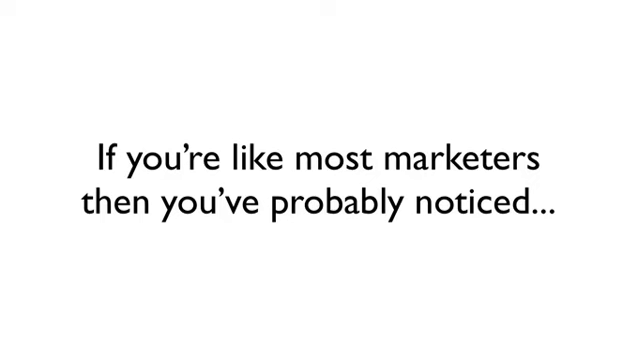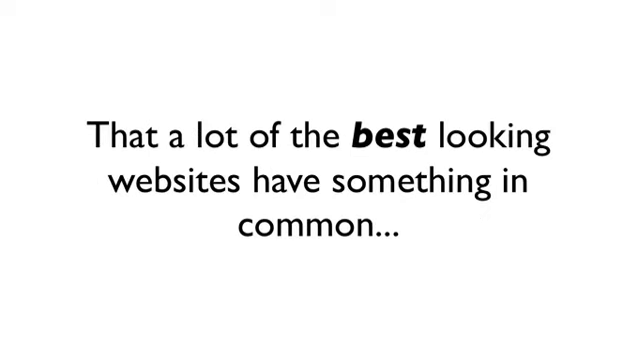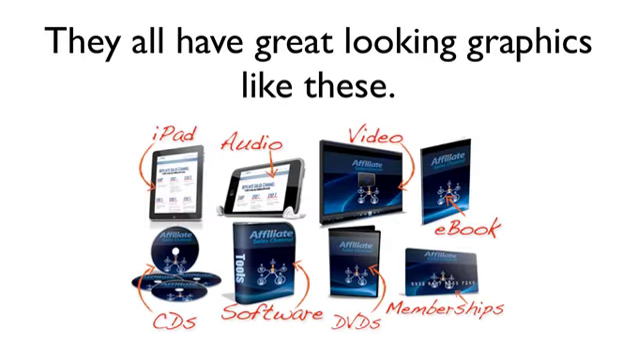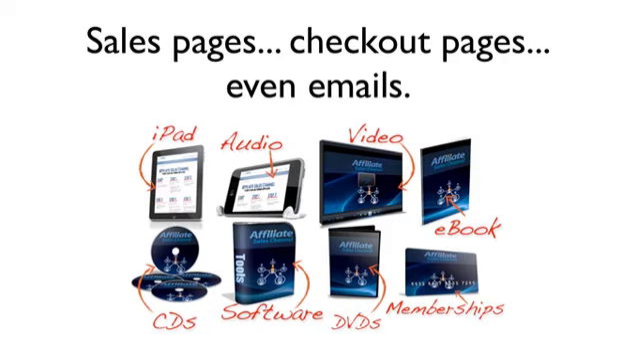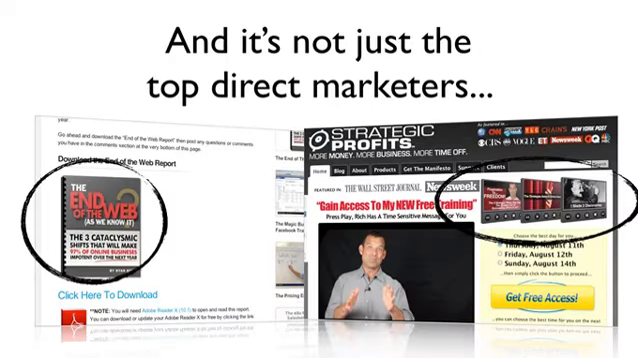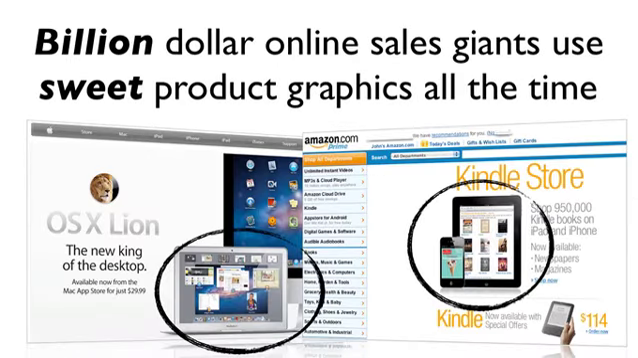If you're like most marketers, then you've probably noticed that a lot of the best-looking websites have something in common. They all have great-looking product graphics like these. You've seen them used for opt-in forms, sales pages, checkout pages, and even emails. And it's not just the top direct marketers online that are using them. Billion-dollar online sales giants use sweet product graphics like these all the time. Just take a look at apple.com or amazon.com.